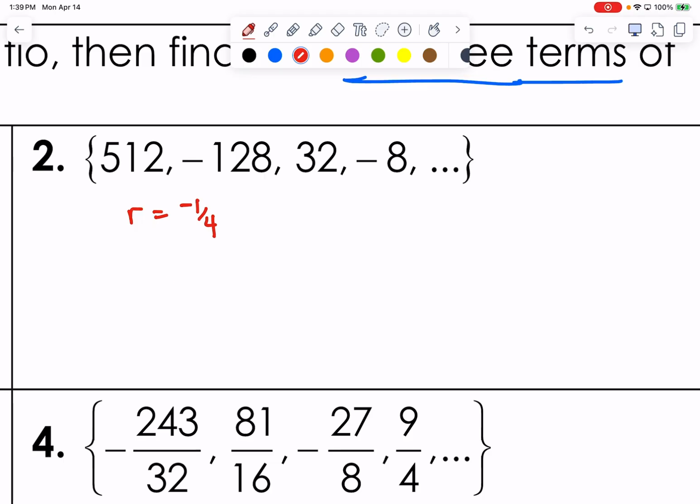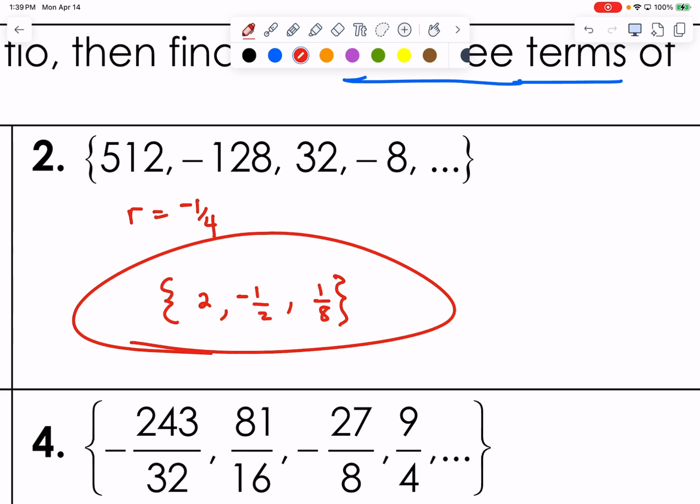What are the next 3 terms? What would they be, Henry? 2, negative 1/2, and 1/8. 2, negative 1/2, and 1/8. Is that the next one?